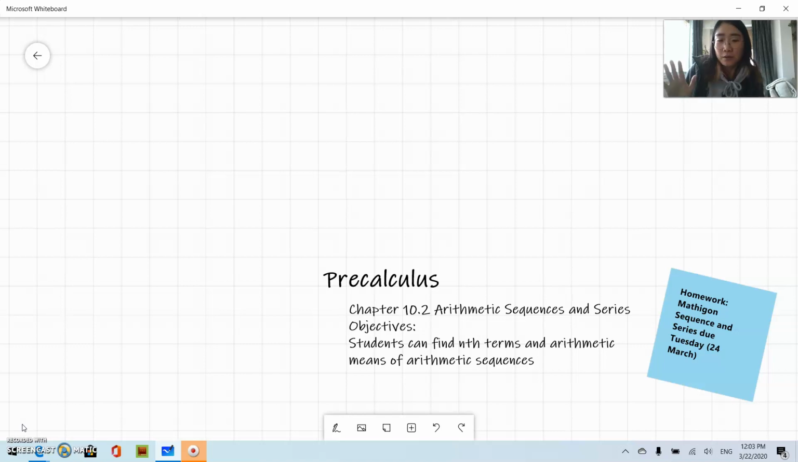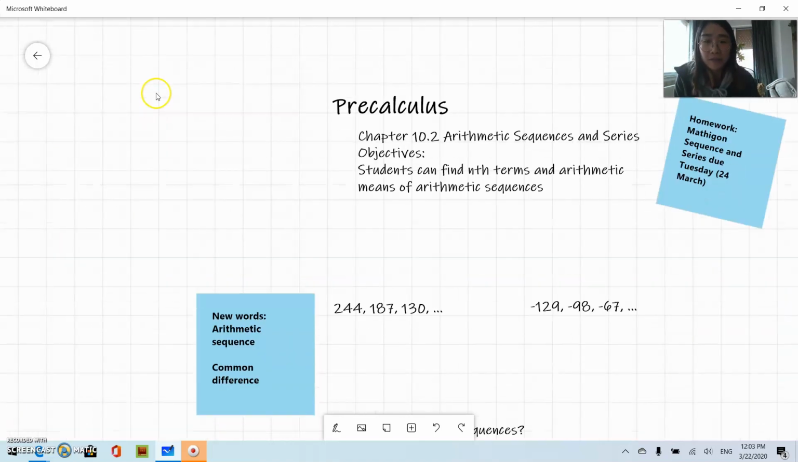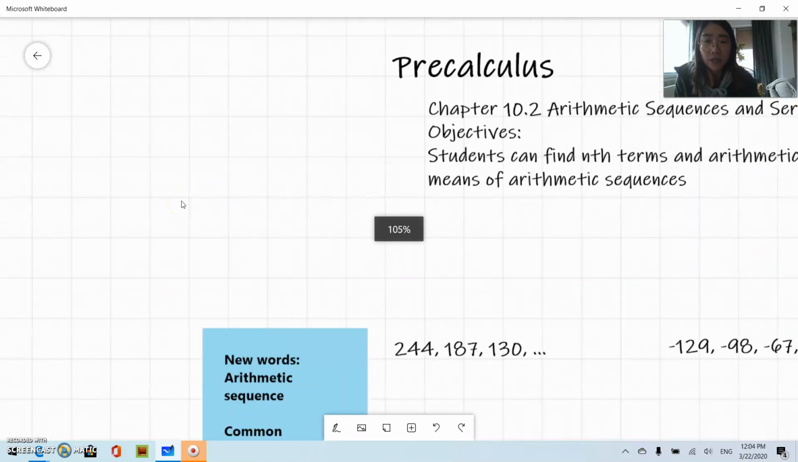Okay, so if you can find the nth term in an arithmetic sequence and arithmetic means, then you have mastered today's concept. If you have a textbook, it's page 599, so you can follow along with some of the examples. Again, homework, I'm not assigning anything other than the Mathicon homework that is online, so make sure you do that, okay? Don't do it overnight because it's going to be a lot.